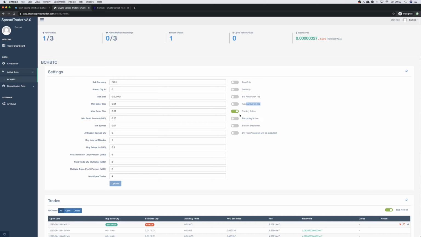Recording active, this feature is not enabled yet, please don't use it. Sell on break-even, this will be removed, because if you just want to get out of a trade, even if you lose, you can set a negative number on the target. Let's say you have multiple orders, then for the trade profit percent, if I put -2, when the price is -2% from the break-even price, it will start selling. So you can override and sell at a loss or at break-even by putting 0, by changing this value if it's a multiple order, or this one if it's a single order.